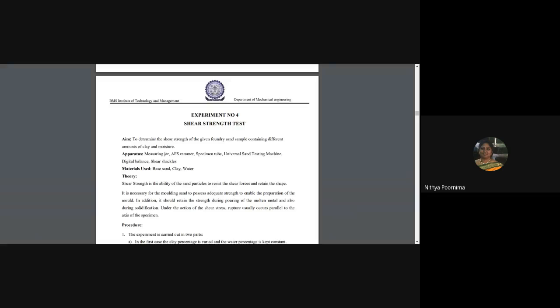Just take out your manual and cross check what was done in the compression test and give me a review now. Quickly. We found the compressive strength of the sand, ma'am. What was the procedure for it? It was carried out in two ways. In the first case, the clay percentage is varied and the water percentage is kept constant. And in the second case, the water percentage is varied and the clay percentage is kept constant.